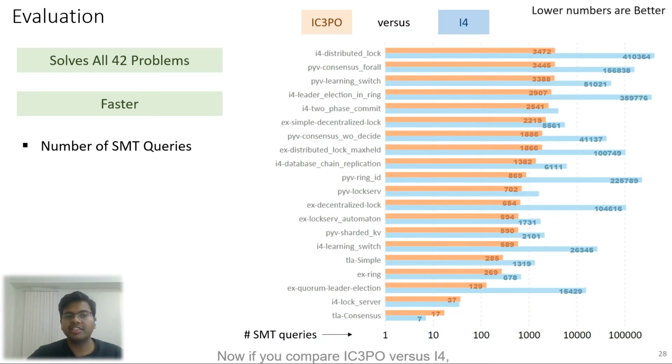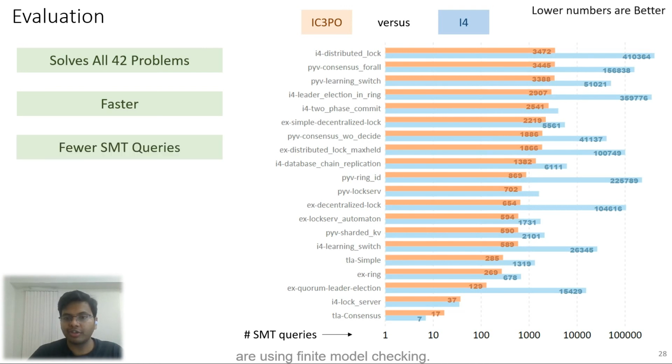Now, if we compare IC3PO versus I4, we get a clearer picture of the advantages of symmetry-aware learning. Here we compare the total number of SMT queries made by the tools. For the problems that are solved by both the tools, the lower numbers are better. Even though both these tools are using finite model checking, IC3PO makes orders of magnitude fewer SMT calls, thanks to symmetry boosting. This shows the advantages of symmetry-aware learning, which helps in scalability drastically.